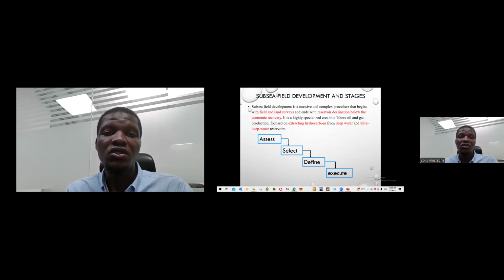The stages involved in subsea field development are as follows. We have the assessment stage, followed by the selection, then definition phase, and the execution phase. The assessment phase, which is also known as feasibility studies. This is where different alternative options are identified based on the economic viability and technical feasibility. So after we have identified different options, we now move to the selection phase, where we do the screening and sieving of different options identified in the assessment phase. So we now select the best option or the best concept for our field development.